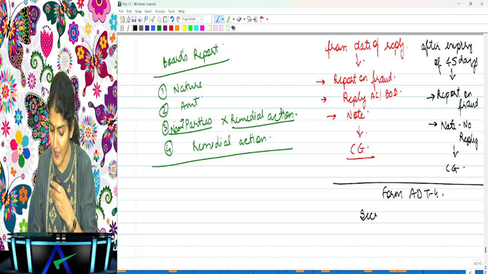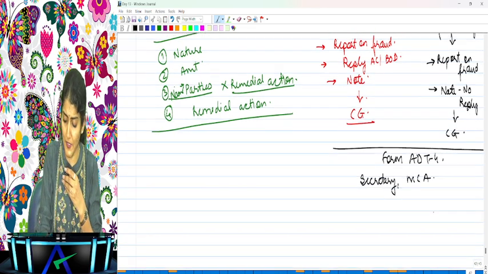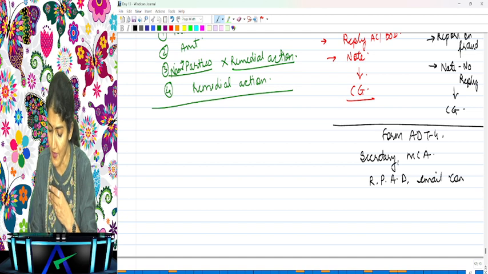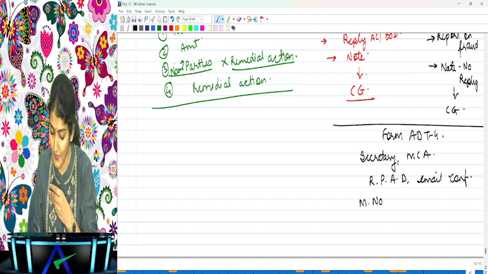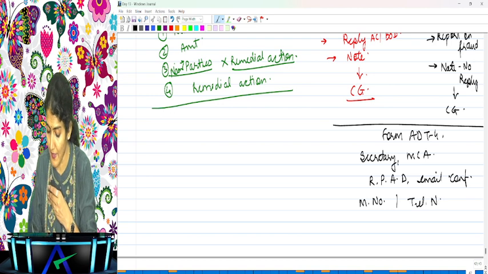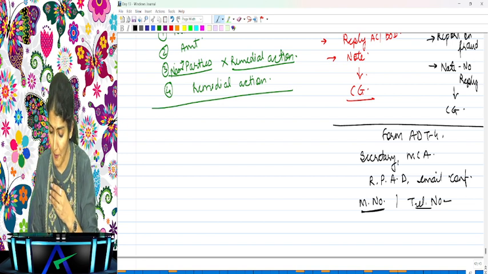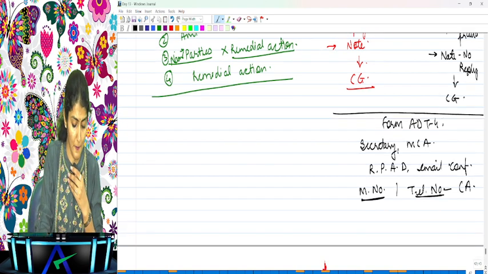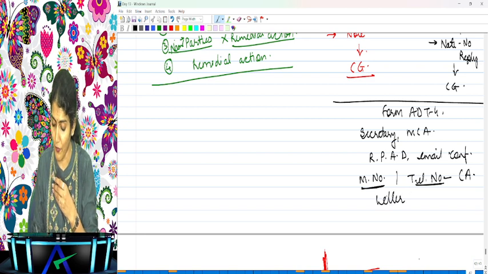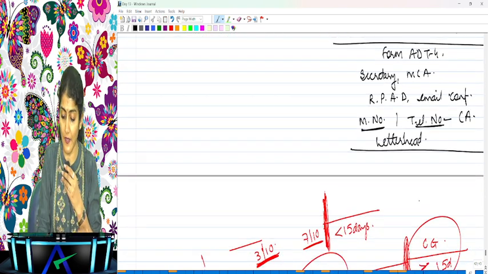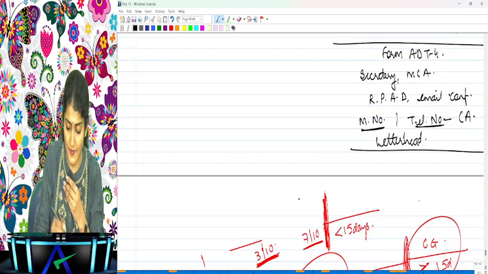The letter has to be addressed to the Secretary, Ministry of Corporate Affairs. It has to be sent by registered post acknowledgement due, followed by an email confirmation of the same. The membership number and the telephone number of the CA should be mentioned in that particular reporting of the fraud. Then again, this reporting of fraud has to be done on the letterhead of the CA firm. Are you understanding that? Okay.